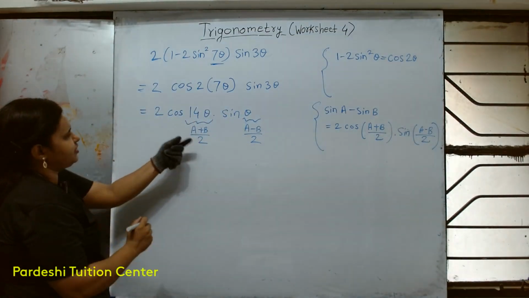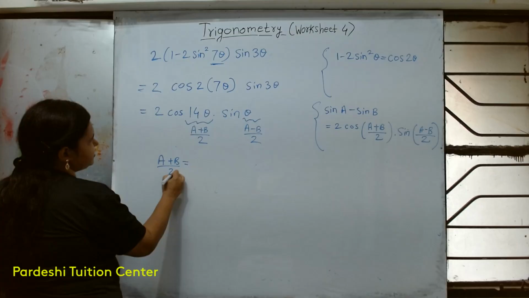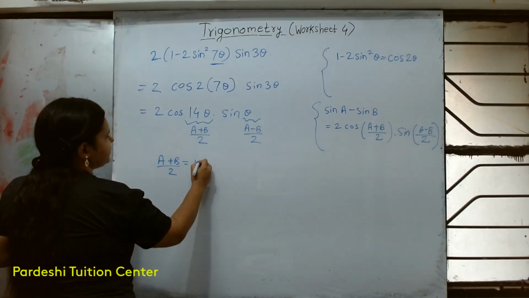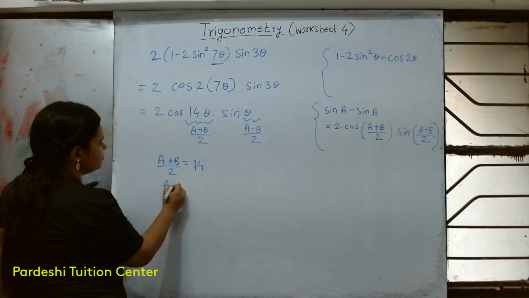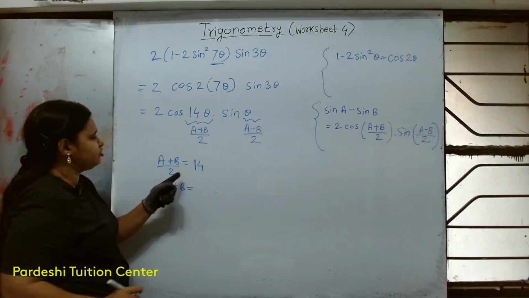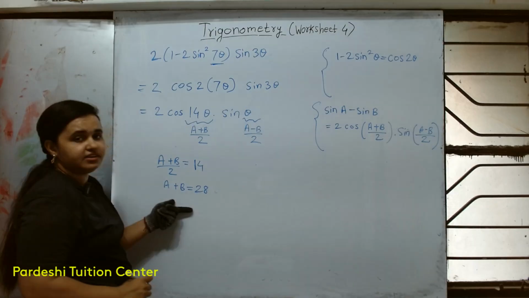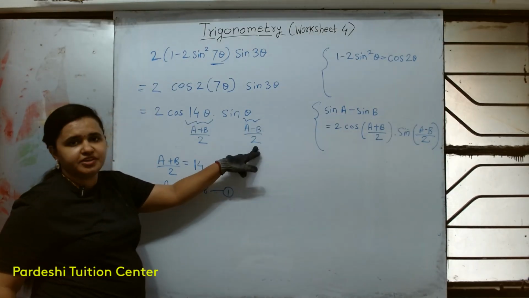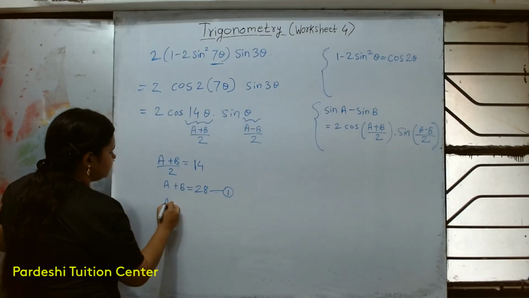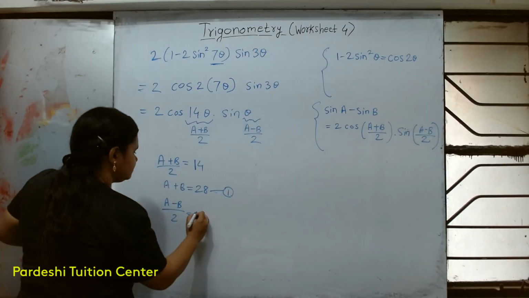So, a plus b by 2 is equal to 14. Theta we will not take, theta will remain as it is. So, a plus b equals 2 times 14, so it will be 28. Okay, so this is our equation 1. Now, for a minus b by 2, a minus b by 2 is given as theta.